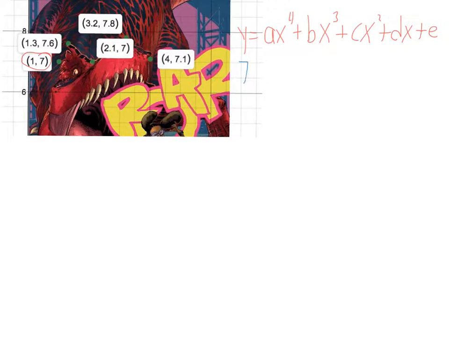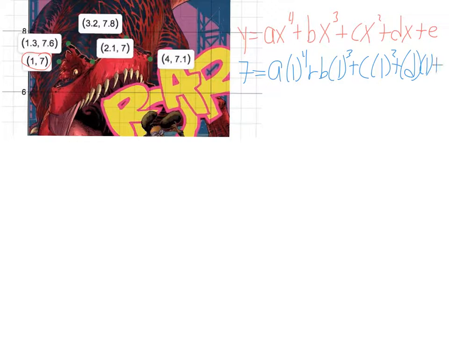So when I plug this in, we get 7 is equal to a times 1 to the 4th, which is 1, plus b times 1 to the 3rd, plus c times 1 squared, plus d times 1, and then plus e. So if you were to write this in standard form, this would look like 1a plus 1b plus 1c plus 1d plus 1e is equal to 7. That's going to be the first equation that we use in our matrix, and I'm going to show you how to do that in a minute.